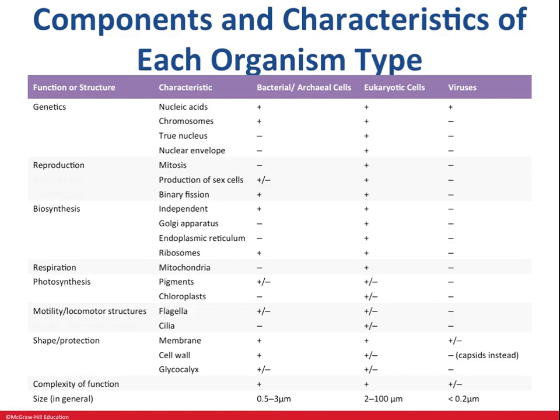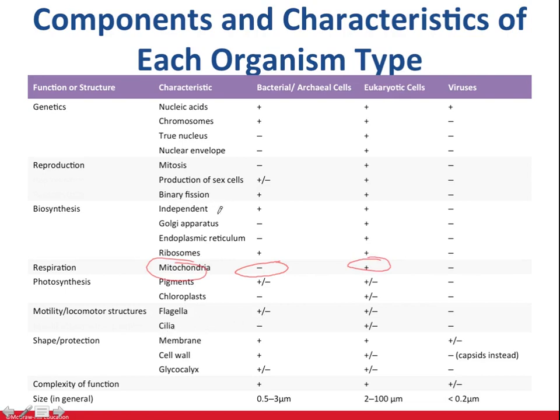This table shows the difference between bacteria, archaea, eukaryotic cells, and the virus. We can see the bacteria don't have mitochondria. The eukaryotes have mitochondria for energy.